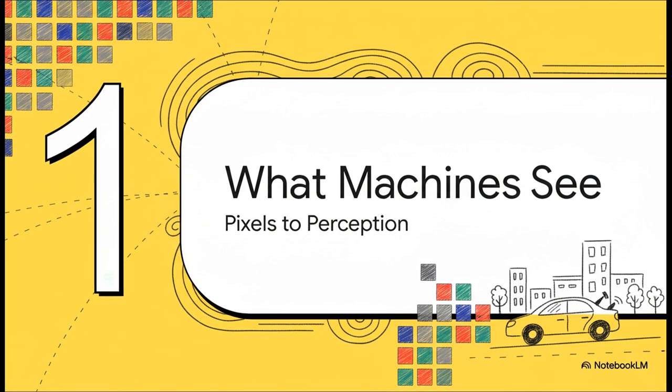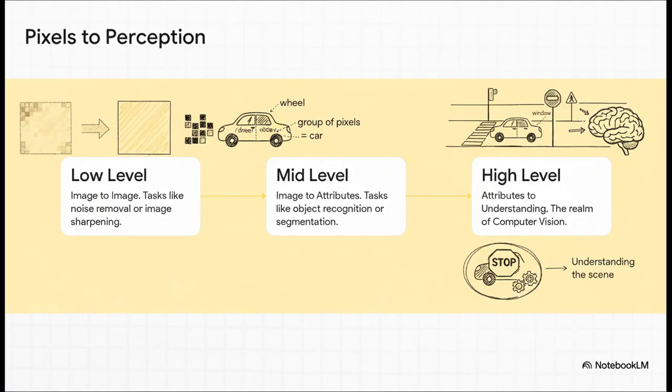All right, so that's what machines see. From pixels to perception. Now the big question is, how do we get from that simple grid of numbers to something as complex as a self-driving car navigating a busy street? It's a huge leap, right? Well, it's a journey, and it happens in a few key stages, with each one building on the one before it. Okay, so here are the steps.